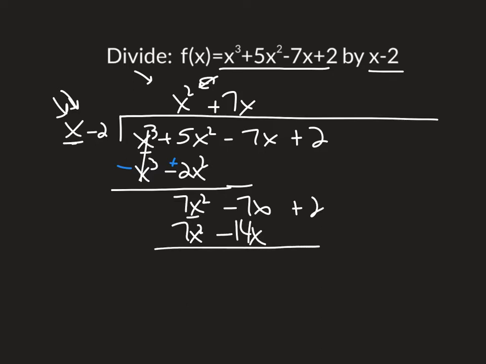I'm going to draw my line. Right now, remember what I'm going to do. I'm going to change the signs and add. When I add those together, those always cancel. Right here I have 7x and a plus 2. And I have one more division to do.